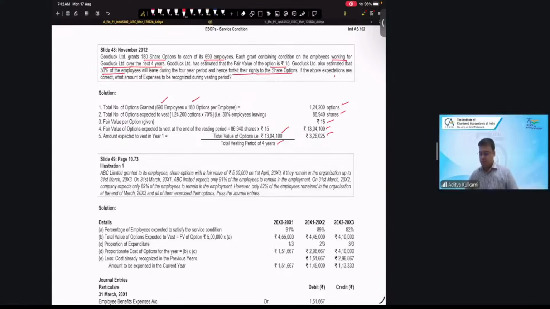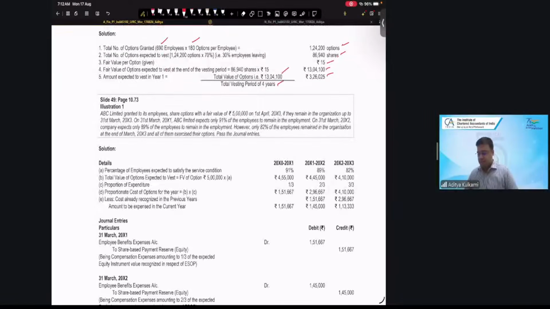Coming to the next one. ABC Limited granted to its employees share options with a fair value of 5 lakhs. So they have already given the fair value of options. If they remain in the organization up to 31st March X3, that means 1, 2, 3, that means you have a vesting period of 3 years.